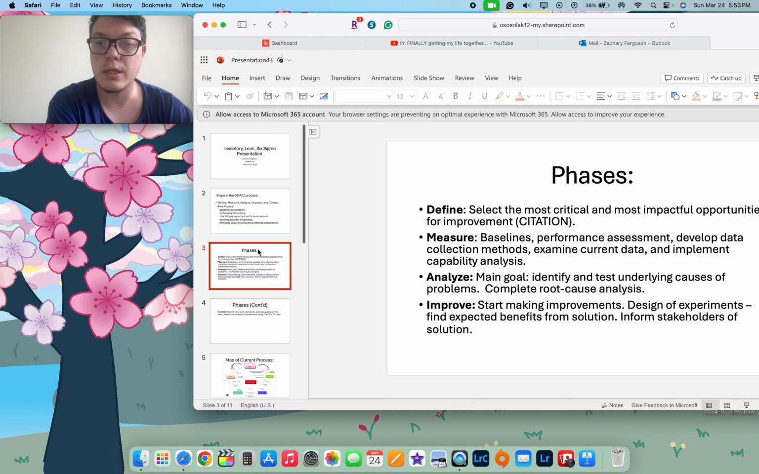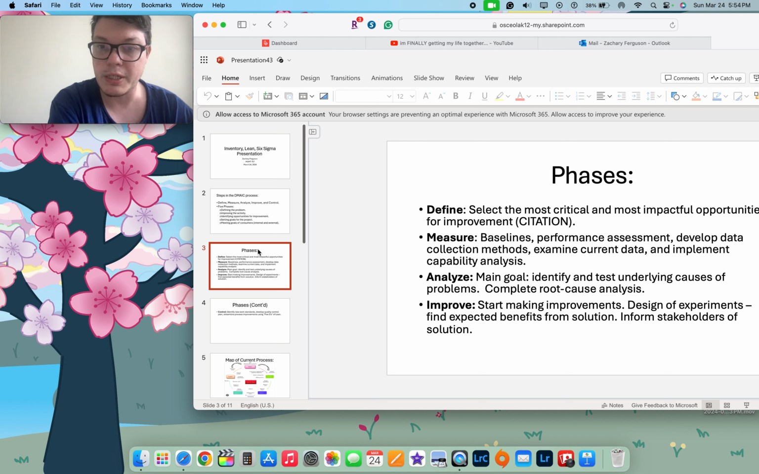The next phase would be analyze. So the main goal would be to identify and test the underlying causes of the problem. This would be short staff. There's the main problem: short staff, and not enough insurance carriers that are accepted, which could cause patients not to be seen. So those are two main causes of the issue at my organization. And then finally, complete the root cause analysis for the organization to help underline the cause and what's causing that, which would be the root.